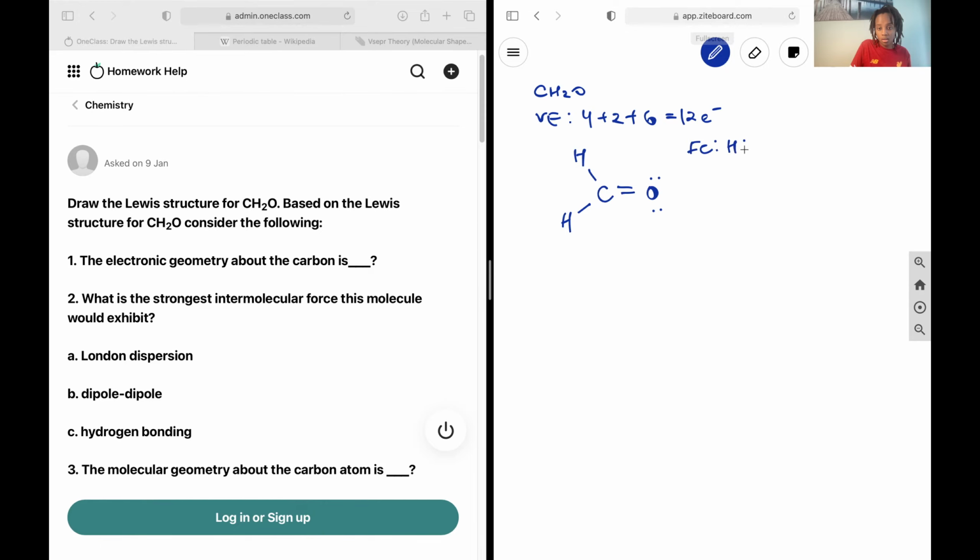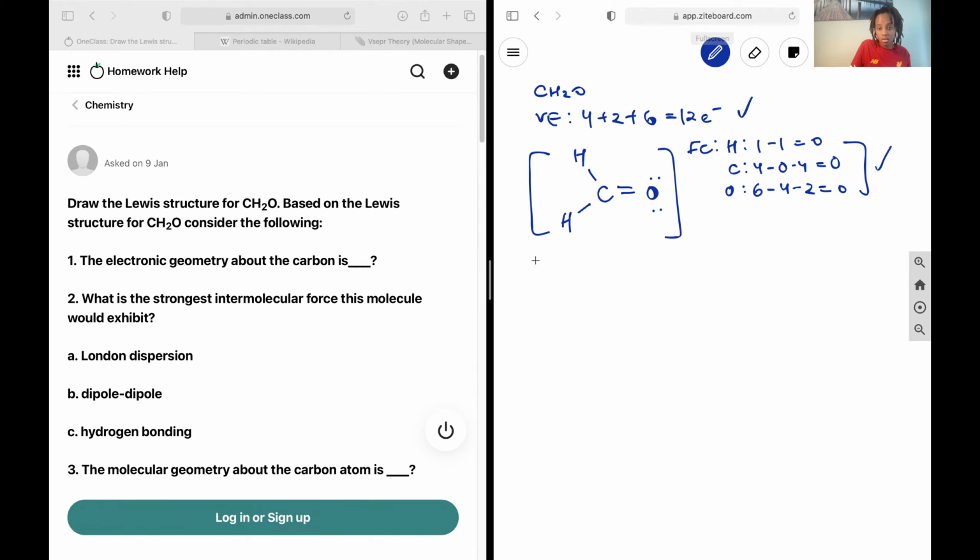And so on the hydrogens, we're going to have 1 minus 1, 0. On the carbon, we're going to have 4 minus 0 minus 4, 0. And then lastly on the oxygen, we will have 6 minus 4 minus 2. And that is also 0. So our formal charges all make sense because the net formal charge is 0, and our valence electrons are all accounted for. So this is a correct Lewis structure.